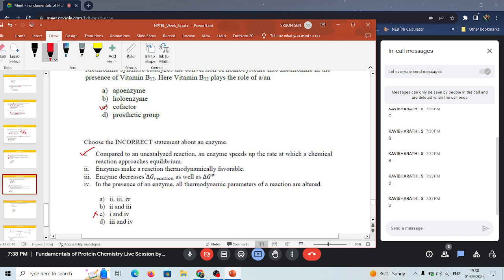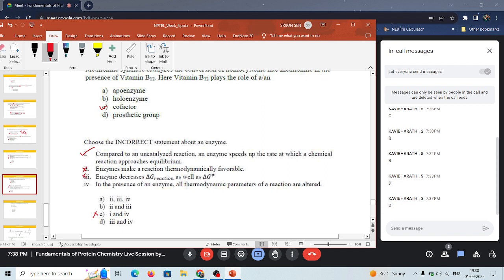Enzymes make our reaction thermodynamically favorable. Enzyme is not taking part in the reaction. Whatever it is doing, it is not affecting any thermodynamic parameter. But what it is doing is lowering the activation energy. So it is directly related to the activation energy rather than the thermodynamic parameters. As it is not affecting the thermodynamic parameters, option 2 is not correct. And option 3 is also not correct.